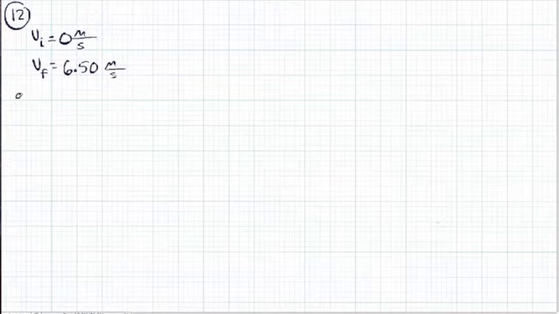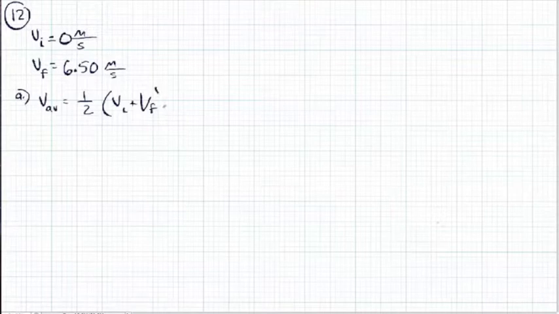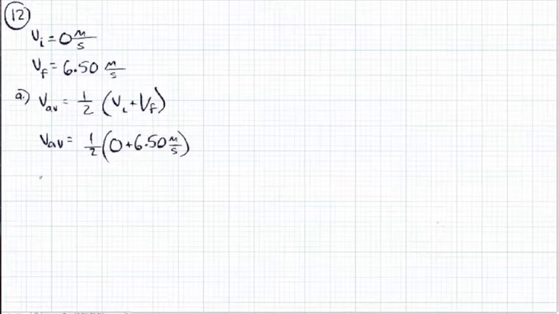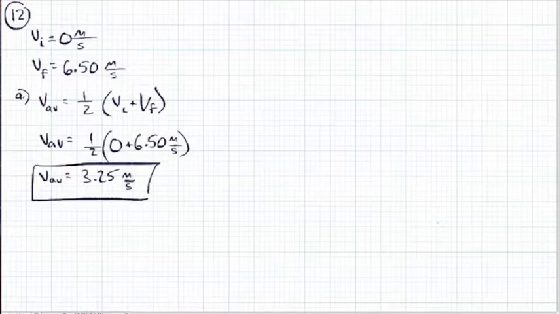What's the first thing we want to find out here? Well, A is asking us, what is the boat's average speed? Well, we have an equation for that. We have V average is going to be 1/2 times the initial velocity plus the final velocity. And that is 1/2 times 0 plus 6.5 meters per second. So our average velocity equals 3.25 meters per second. That's part A right there.